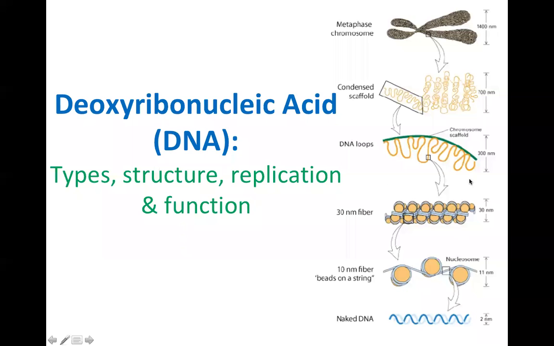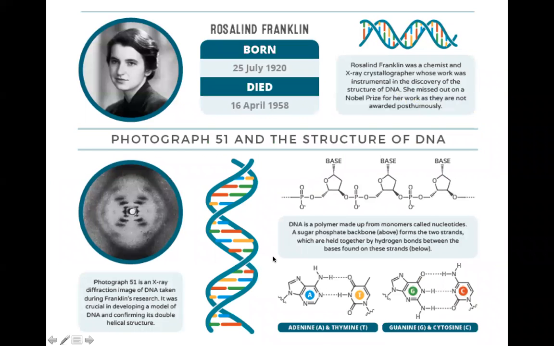So this is the overall picture of DNA from its chromosome. This is the roadmap. One can say this is how the DNA is condensed during meiosis and mitosis.